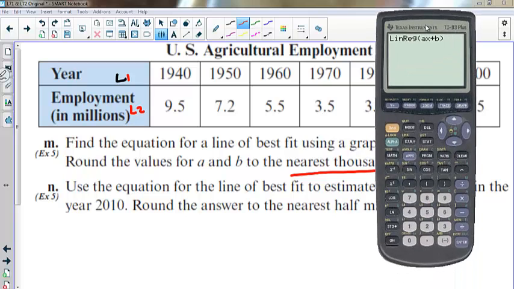Then what? Once I have lin-reg showing, then what? I need to choose my L1 and L2. How do I get there? Second list, L1, then what? Comma, don't forget that comma. Then what? L2. Whoops. Delete. And now, enter. It's going to give us this information.